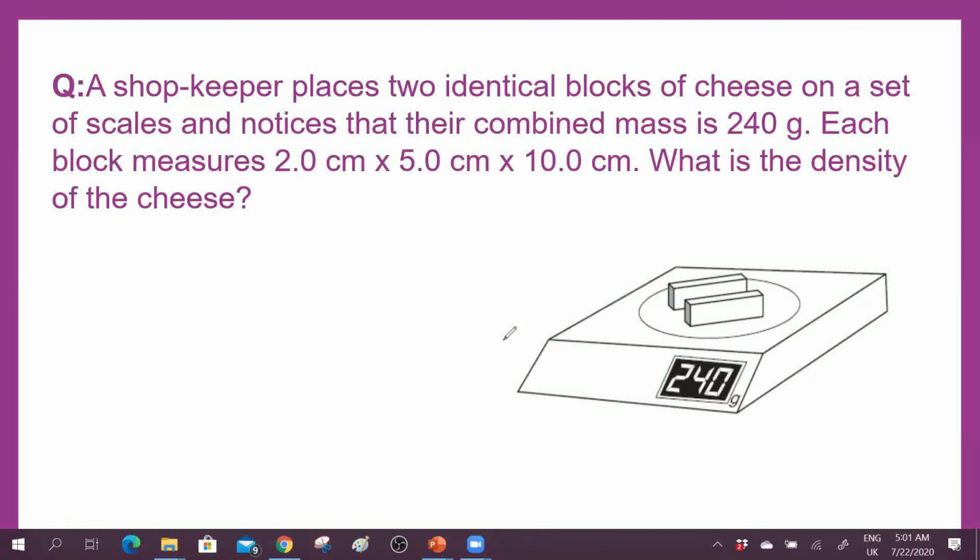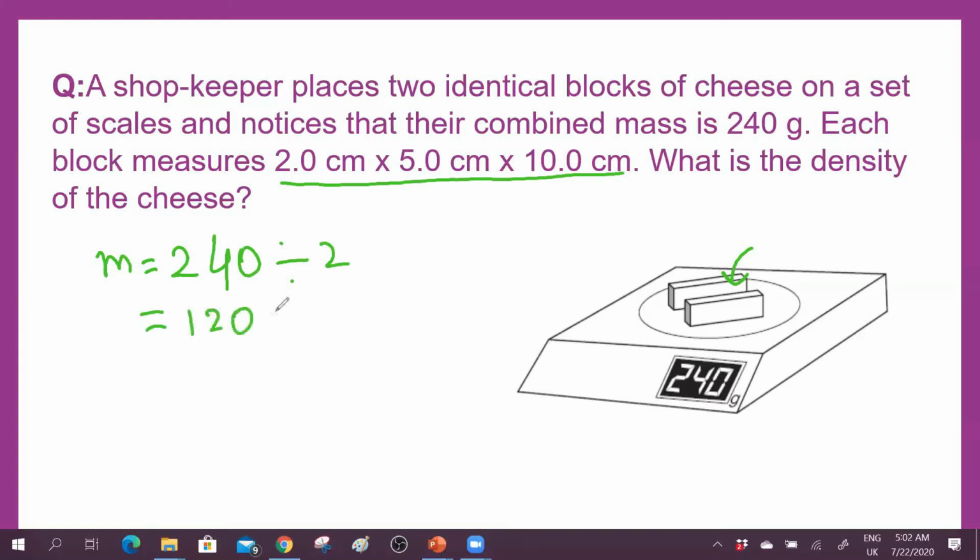To understand how to calculate the density of a regular object, we can practice another question. A shopkeeper places 2 identical blocks of cheese on a set of scales and notices that their combined mass is 240 grams. Each block measures 2 centimeter by 5 centimeter by 10 centimeter. What is the density of the cheese? Here they gave us the mass of the 2 blocks, and the dimensions given are only for 1 block. So the mass of the 2 blocks is 240, and I have to calculate the mass of 1, so I have to divide it by 2. So my mass for each block will be 120 gram.